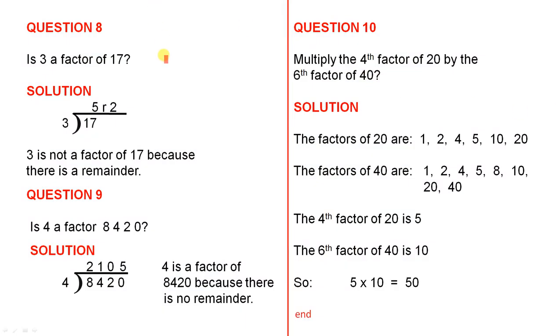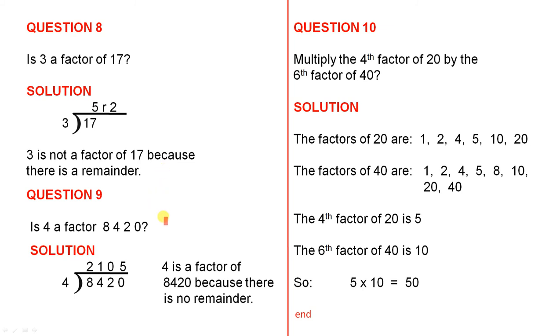Question 8. Is 3 a factor of 17? For the solution, we have to divide 3 into 17 and see what happens. Now, if students know their tables very well, 3 divided into 17 goes 5 times because 3 5s are 15. There's a remainder of 2. We can then say that 3 is not a factor of 17 because there is a remainder. Remember, if a number is a factor of another number, that means there's no remainder when the smaller number is divided into the larger one.